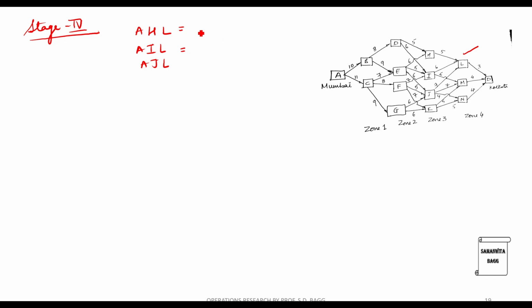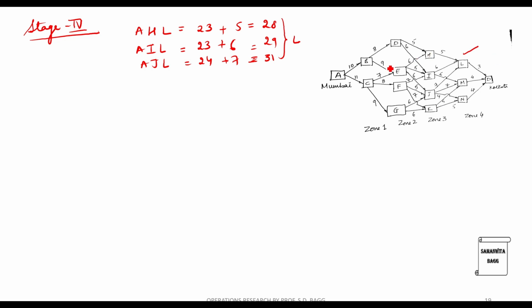So A to H is 23. A to I is 23. A to J is 24. H to L is 5. I to L is 6. J to L is 7. So when I add this is 28, 29 and this is 31. These 3 are for L. Next I'll write down for M.